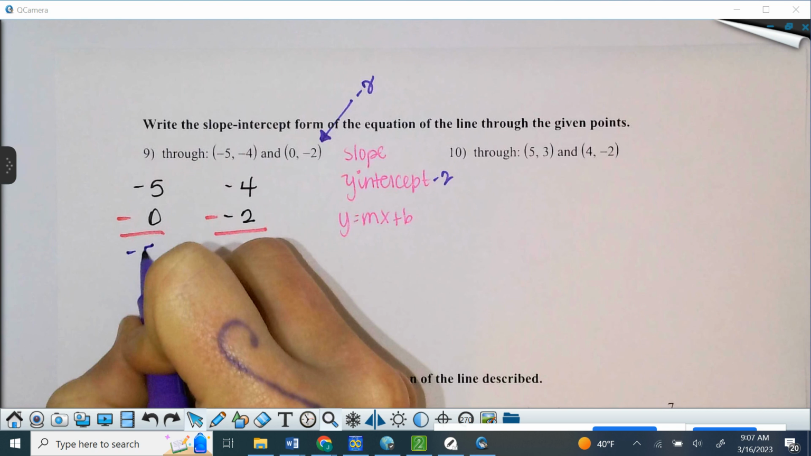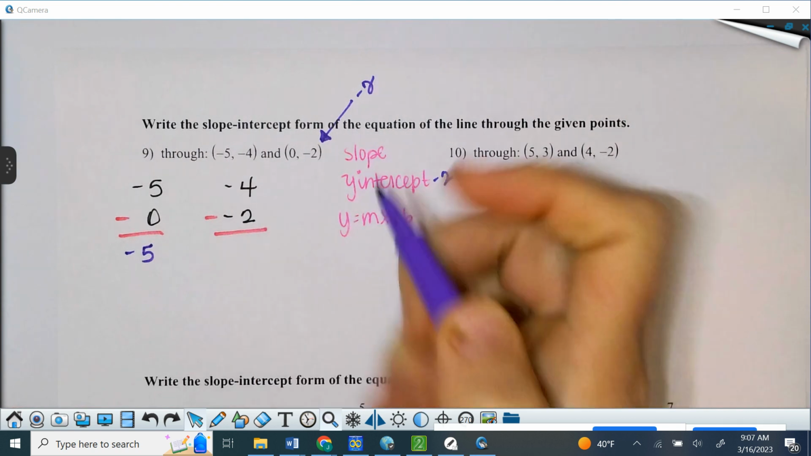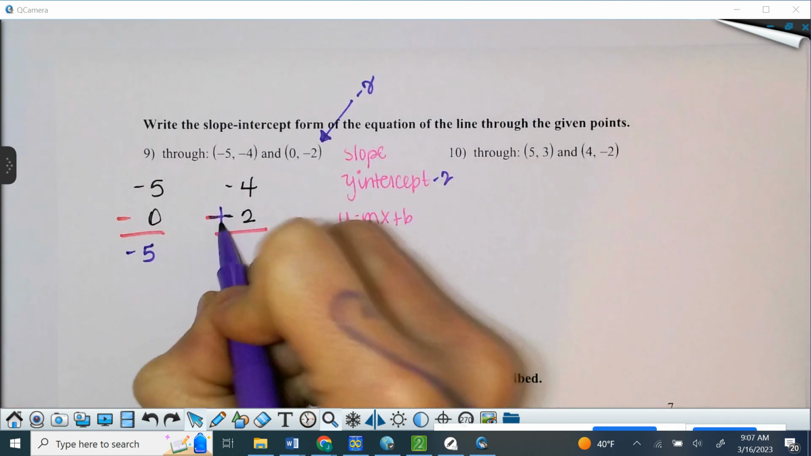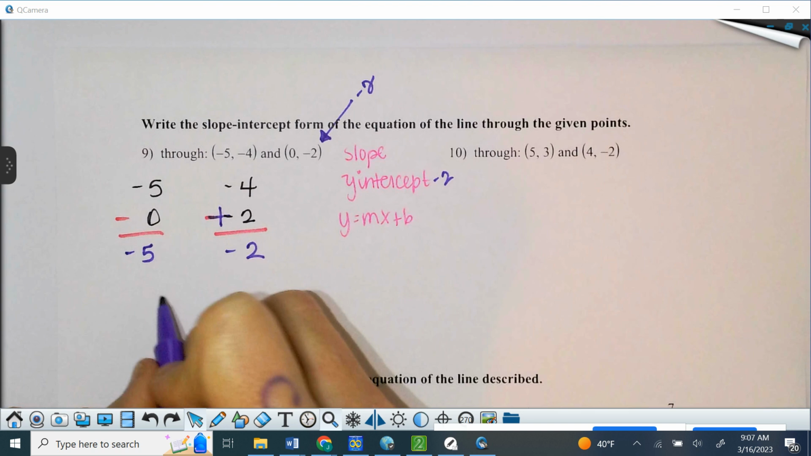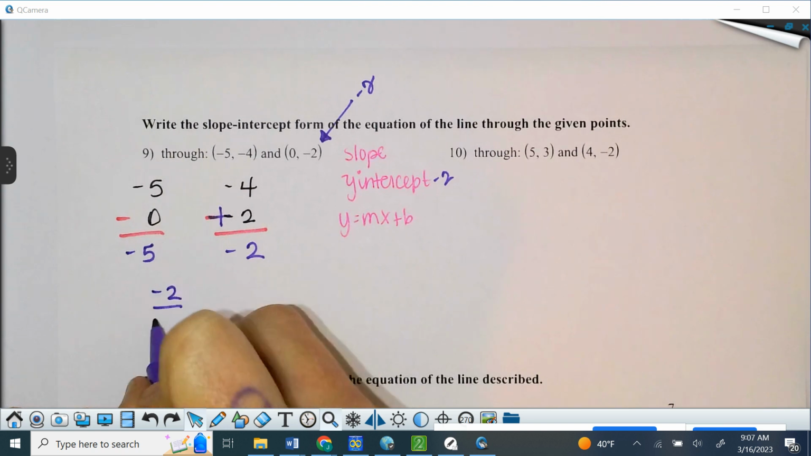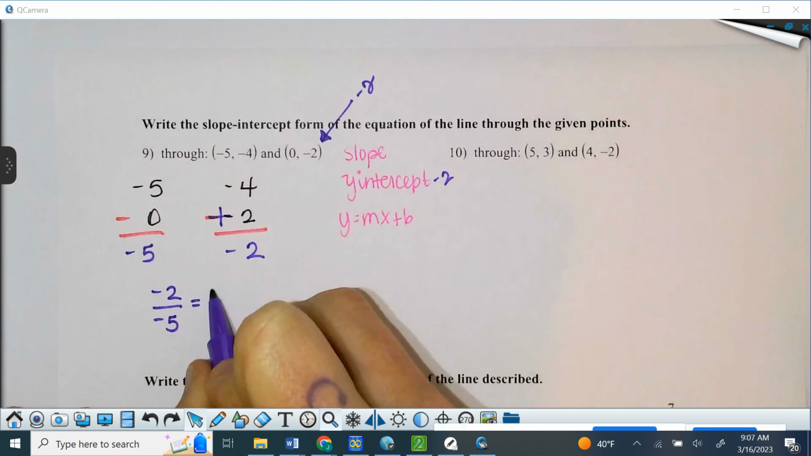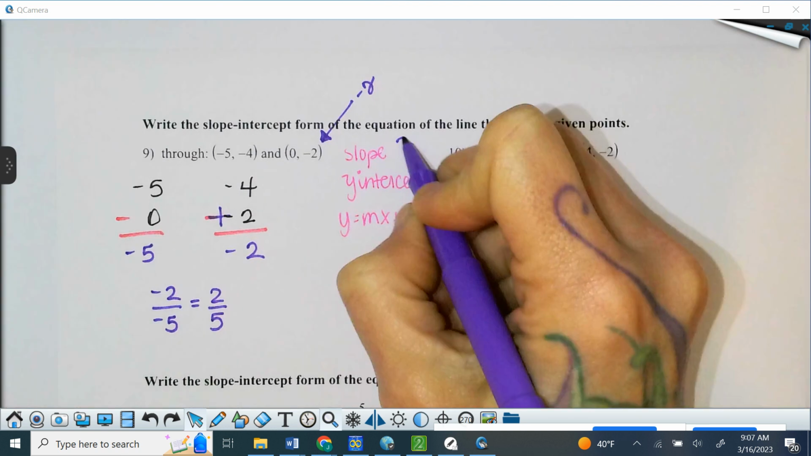-4 minus a -2. That minus turns this into a plus. So it's going to be a -2. Y goes on top because he's tall and skinny and can't fit underneath that trampoline. So -2 over -5. But two negatives are going to become a positive. So our slope is 2 over 5.